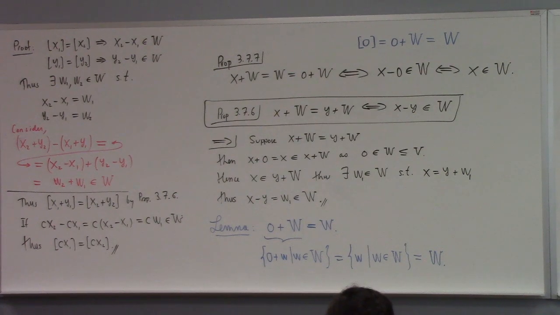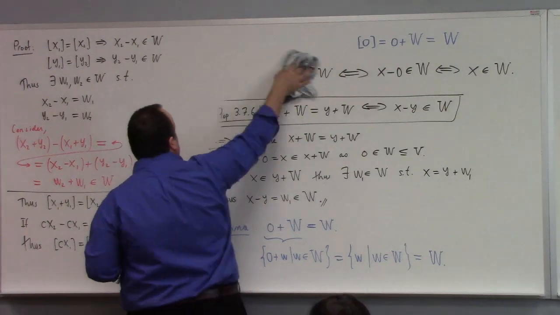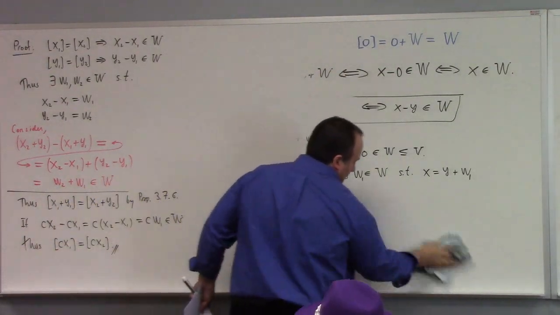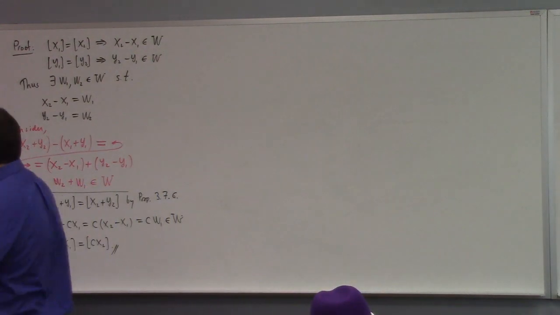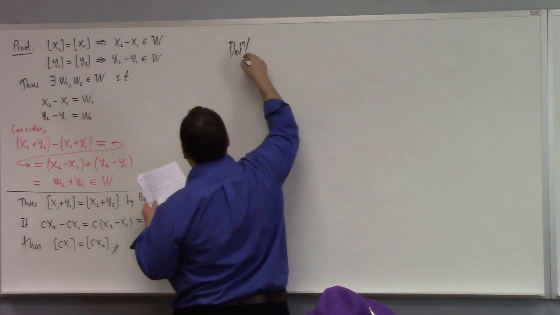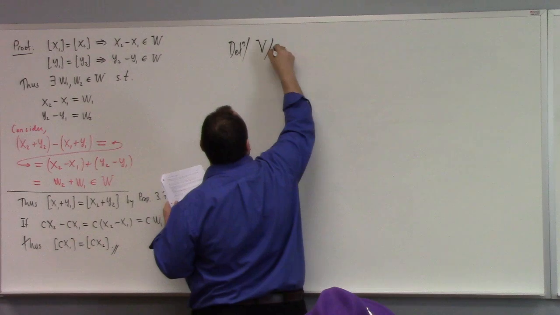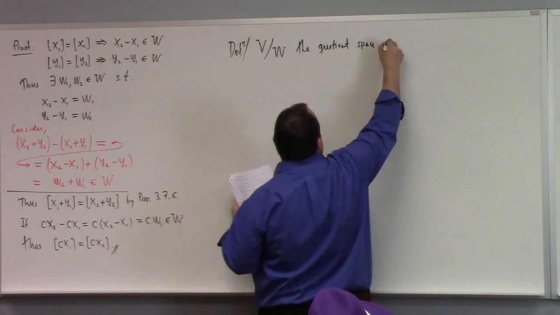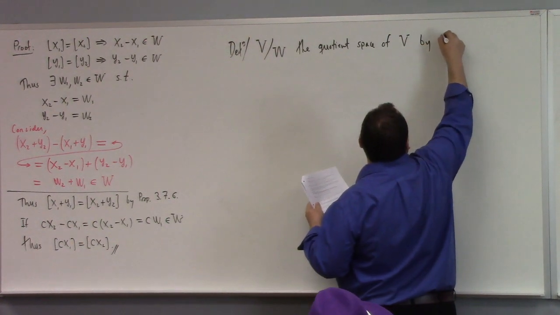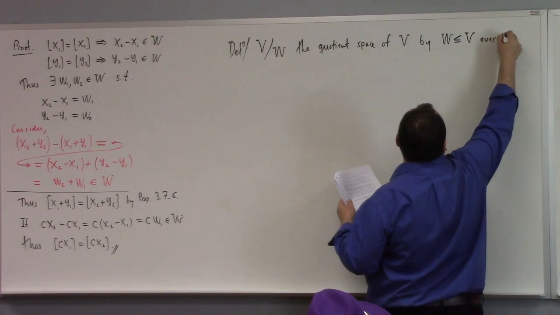Now why do we need to check it? You're right. This is important because these things we just did are going to serve to define the vector space structure on the quotient vector space. So let's define it. Here we go. So here's the definition. V quotient W, the quotient vector space, is the quotient space of V by W, right? And W is, of course, a subspace of V over F, all right?